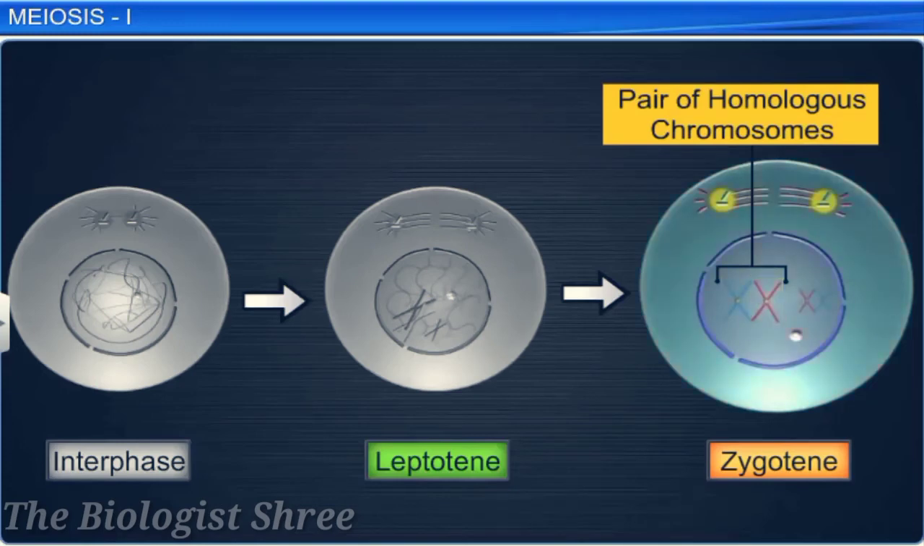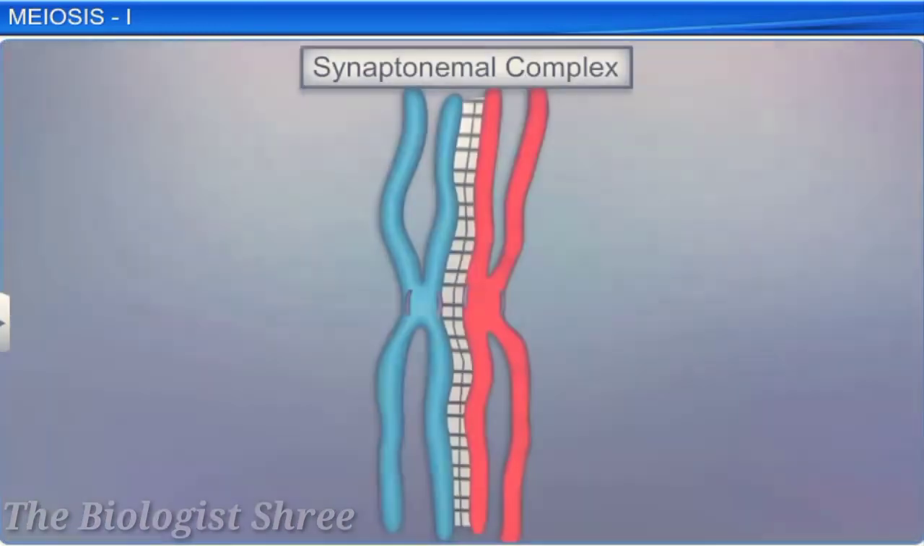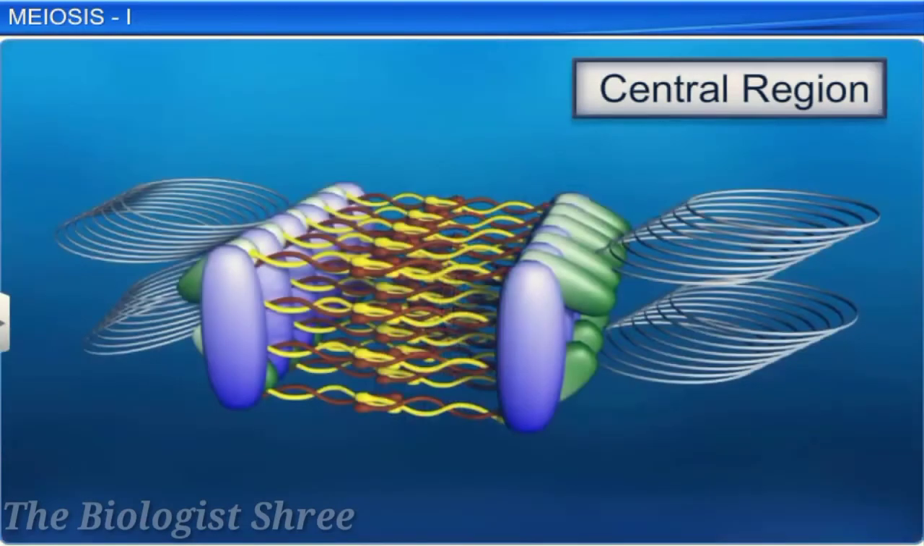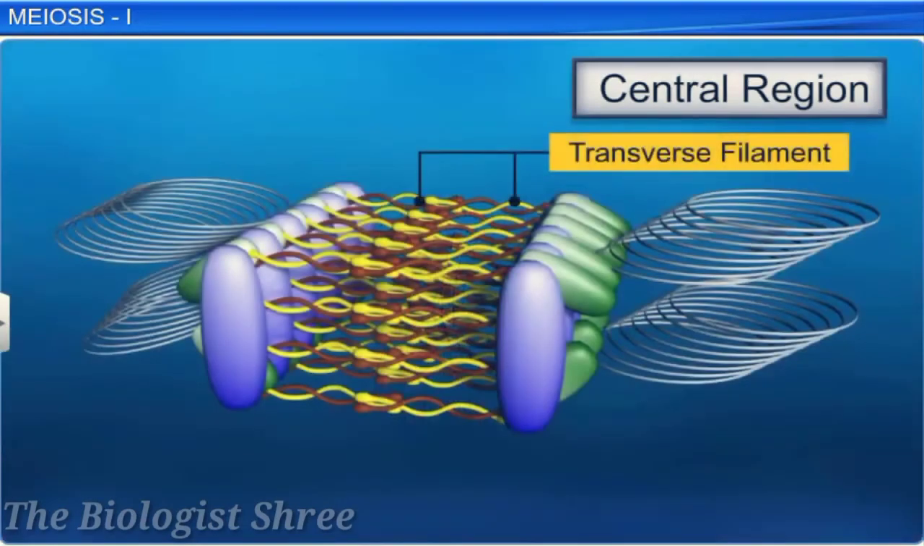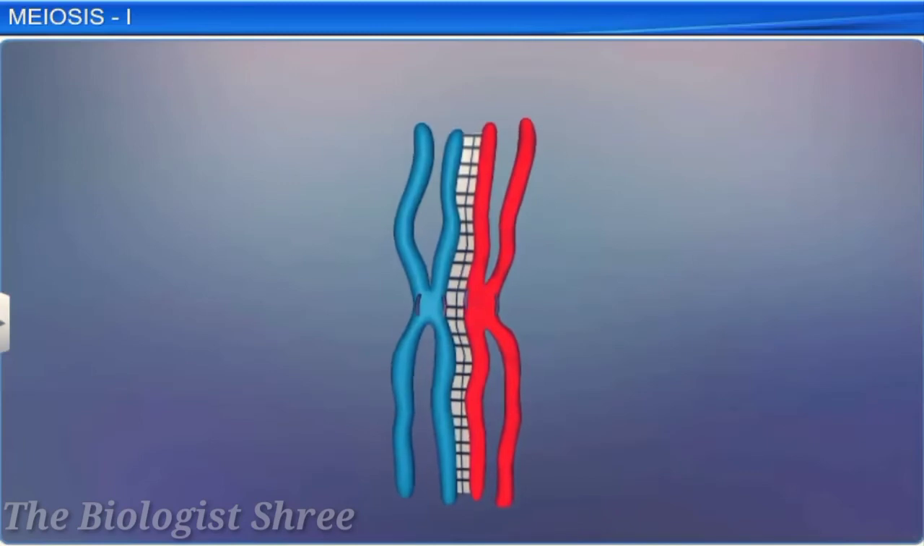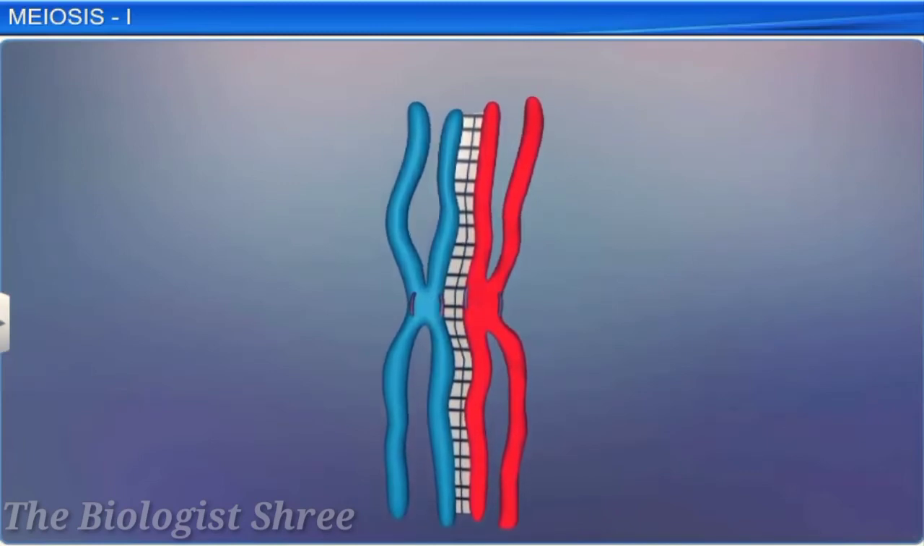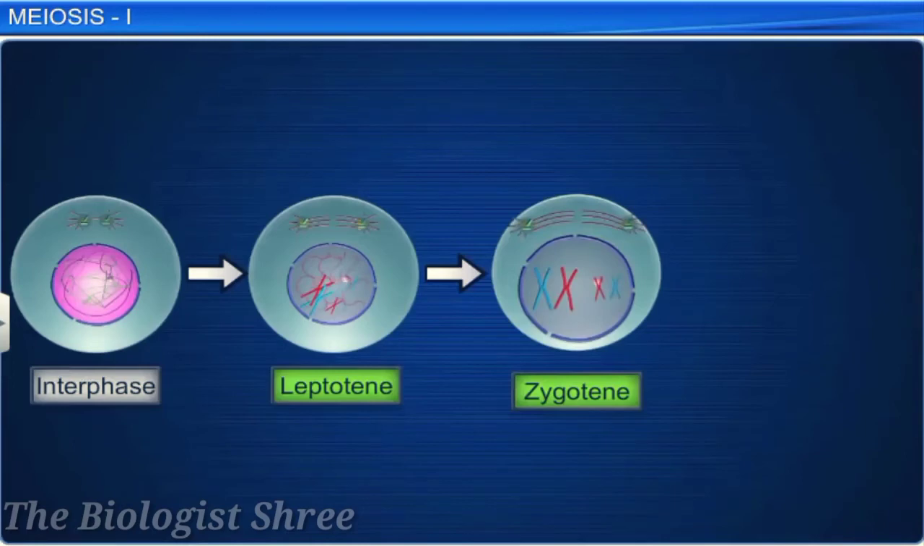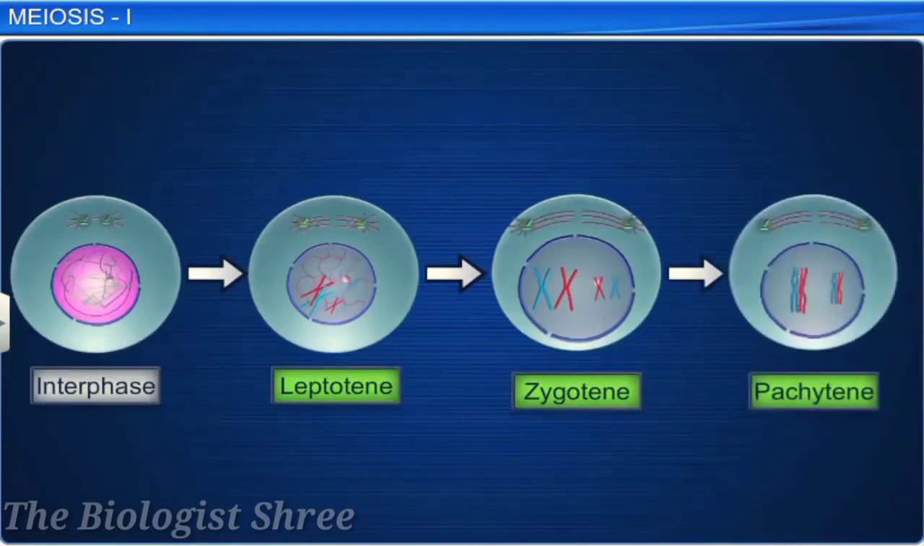This pairing is called synapsis. During this process, a complex structure known as a synaptonemal complex is formed. This complex structure consists of a pair of synapsed homologous chromosomes called a tetrad or a bivalent. The zygotene stage is followed by the pachytene stage, during which the bivalent chromosomes are clearly visible as tetrads.